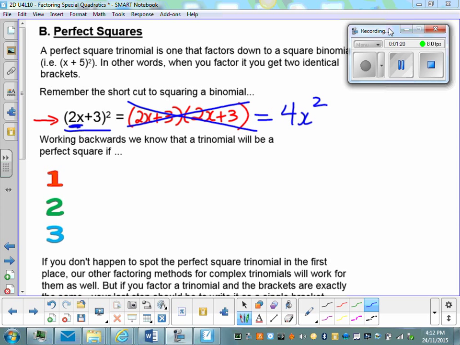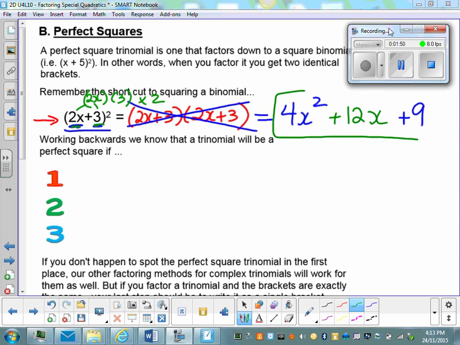On the end, we square the second term in the bracket, so that's going to be plus 9 on the end. And if you remember, to get the middle term there, we multiply 2x times 3. So we multiply those two terms together, and then we double that answer. So 2x times 3 is 6x, and if we double that, we get 12x. So this is the answer that we get when we take that shortcut.